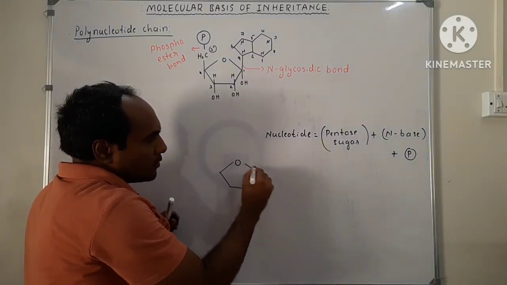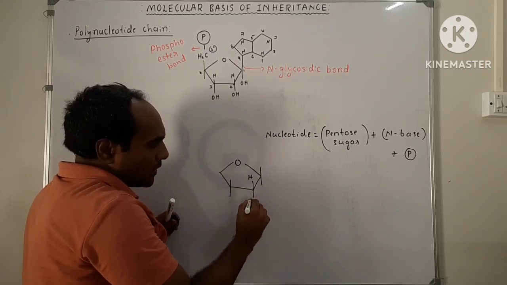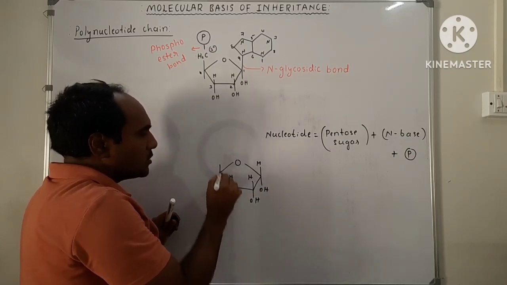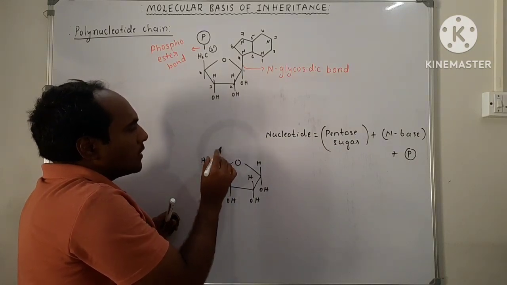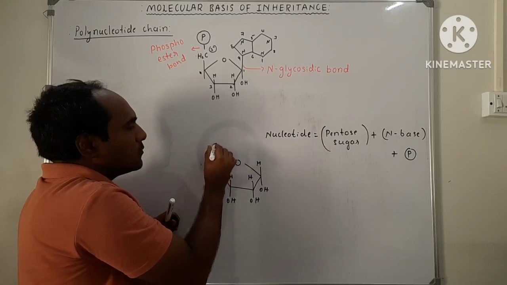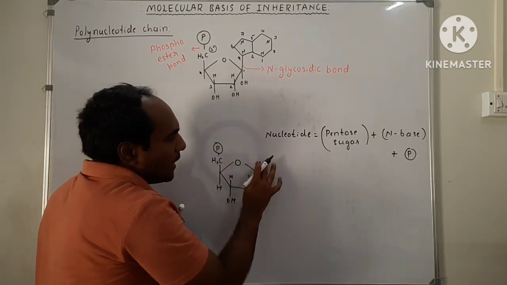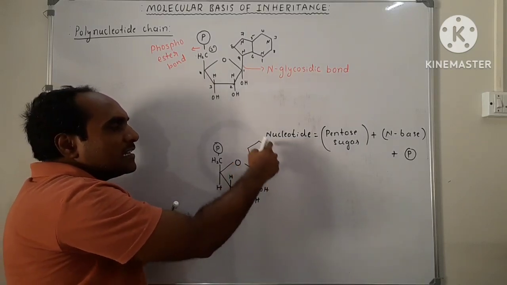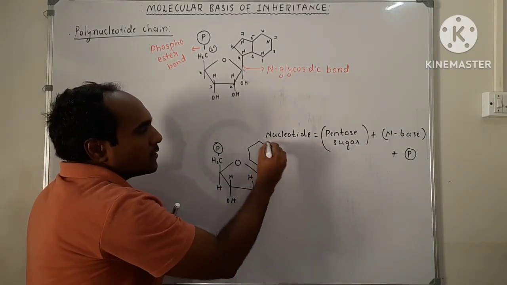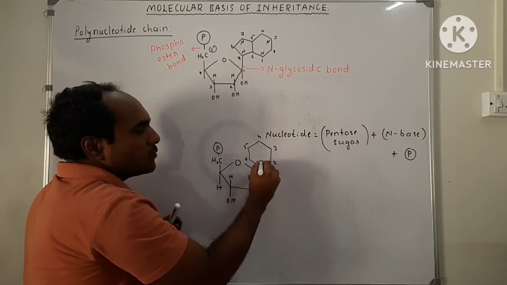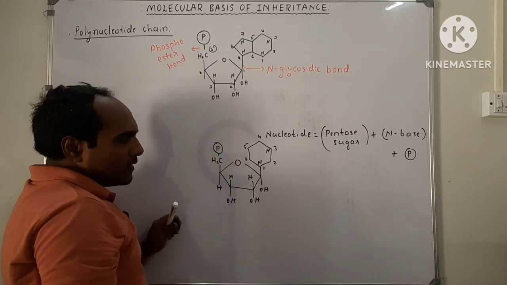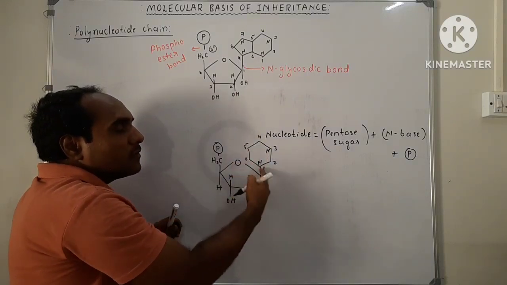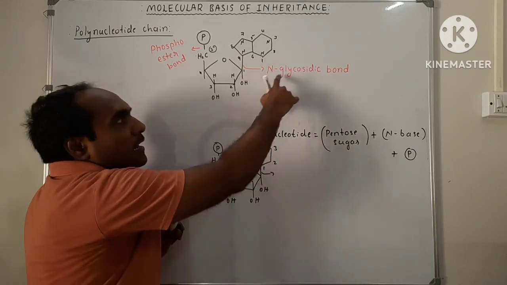And one more thing you should remember. See here, this is pentose sugar with H, OH, and CH2OH, and here phosphate is attached with a phosphoester bond. And here I will draw pyrimidine, because it contains a single ring. This is first, second, third, fourth, fifth, sixth. Here first carbon atom of pentose sugar links with the first nitrogen atom of pyrimidine with the help of a bond called N-glycosidic bond.